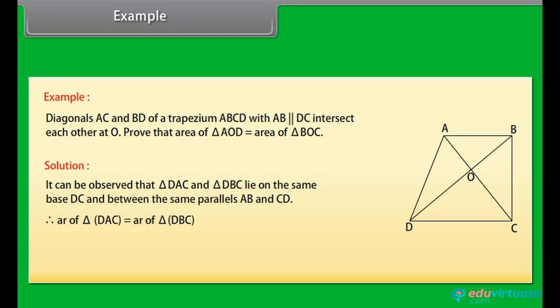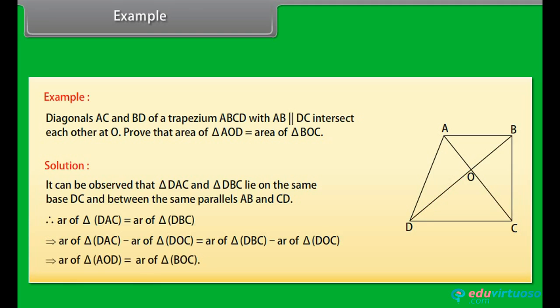Therefore, area of triangle DAC is equal to area of triangle DBC, which implies area of triangle DAC minus area of triangle DOC is equal to area of triangle DBC minus area of triangle DOC, which implies area of triangle AOD is equal to area of triangle BOC. Triangles on the same base and between the same parallels.